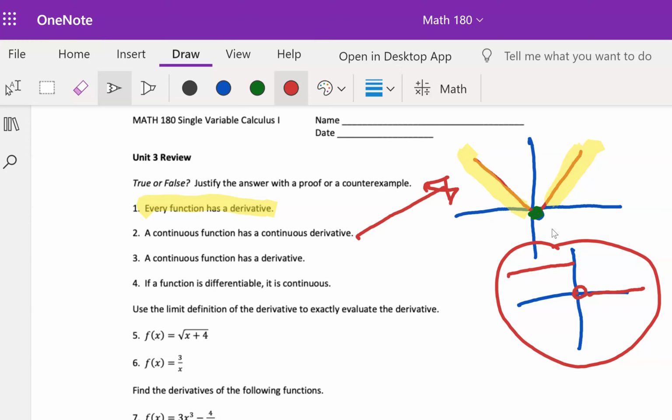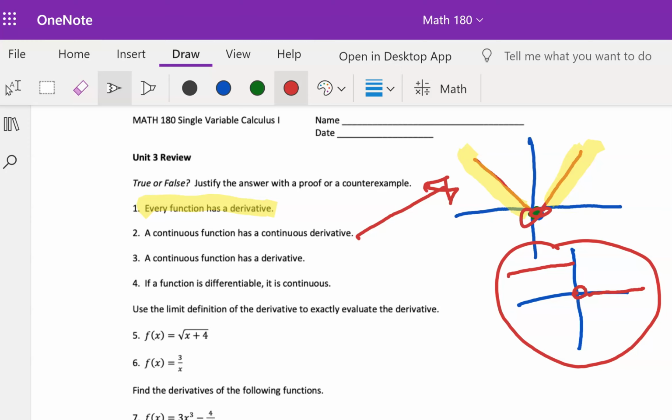Every continuous function has a continuous derivative, and again we saw that's not true because it's undefined there. And then every continuous function has a derivative. You'll see the same thing. It's false because it doesn't have a derivative here. So you can keep that in mind there.